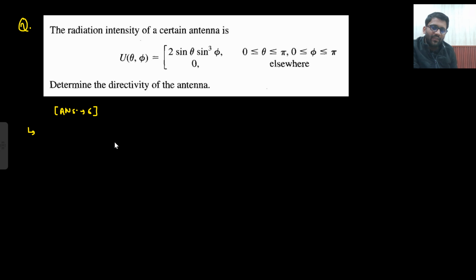What we need to find? Directivity. So what is directivity? U max, the maximum value of this, divided by P radiated upon 4 pi. Say yes or no. Can I write down U max from this equation? Yes.